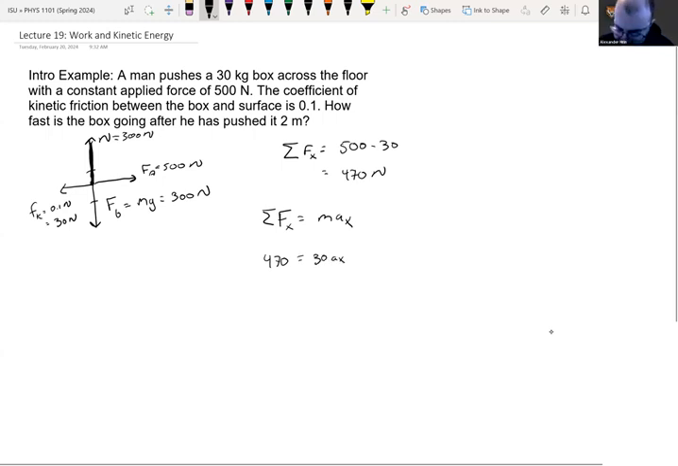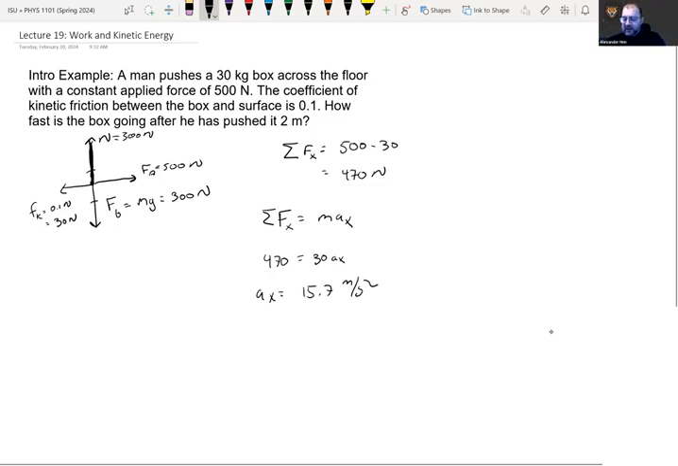And this is going to end up being 47 over 3, which is a little more than 15. This is a bit unrealistic for being able to sustain this kind of thing. You're probably not going to get that kind of acceleration. But we'll just go ahead and do it, and it's 15.7. So a sub x equals 15.7 meters per second squared.